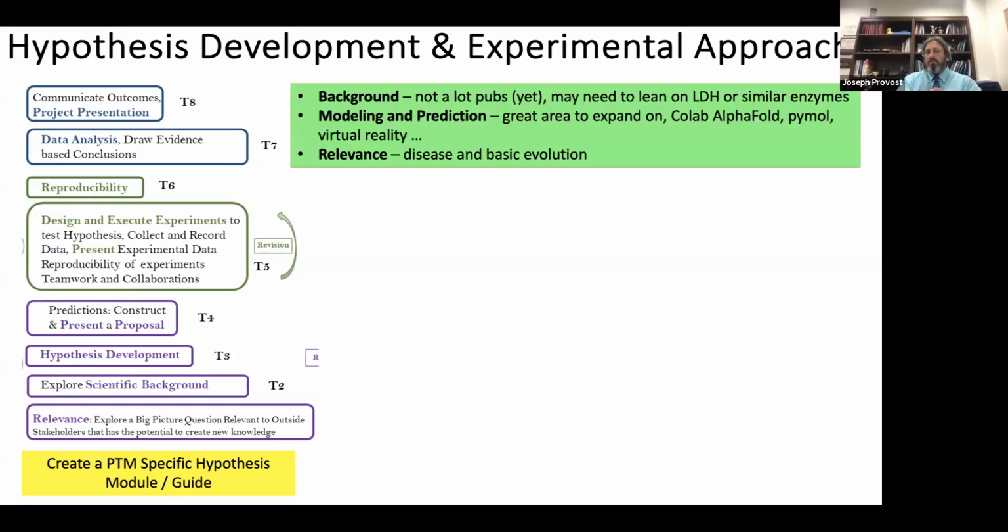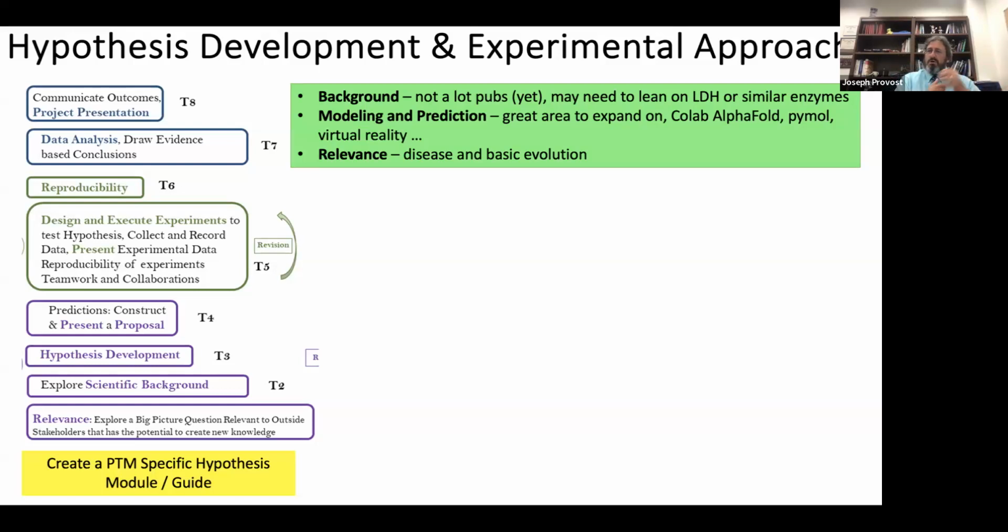So what is the background? Well, there's not a lot of pubs because MDH isn't being phosphorylated, but I did share some data with you that others have published on, which shows MDH is getting mucked around in the cells in disease states. We can lean on LDH, which is very close to MDH, and you can see it's regulated, and it's actually targeted for drug discovery for anti-cancer therapies. There's a lot of modeling and prediction. I just showed you the tip of the iceberg, and there's a lot of stuff left to do out there.